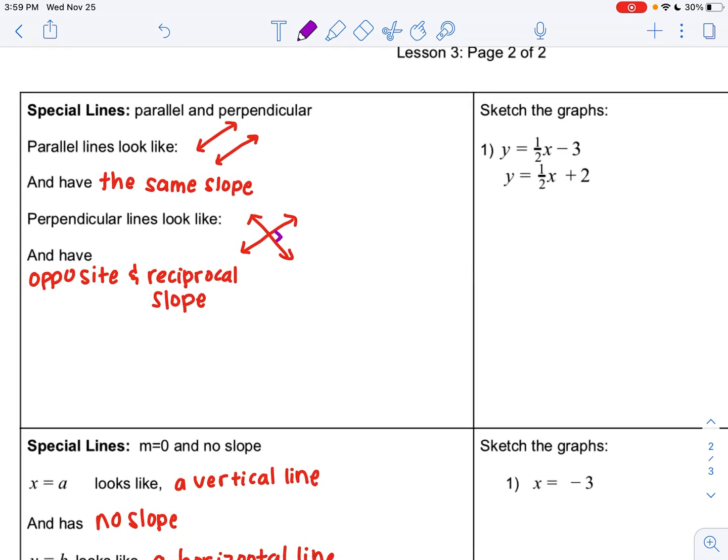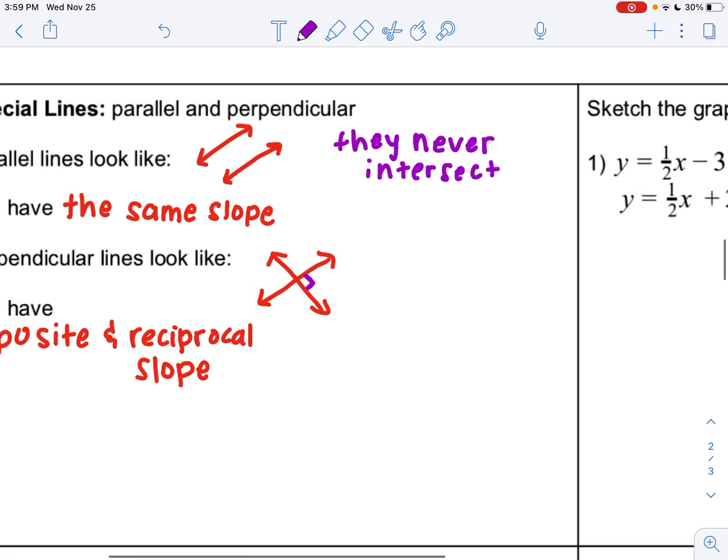So there's 2 types of special lines called parallel lines and then perpendicular lines. So this is what parallel lines look like. They're never going to intersect. Actually, that looks confusing. Let's not do an arrow. Let's write they never intersect. Remember, intersect just means touch. So they're never going to touch.